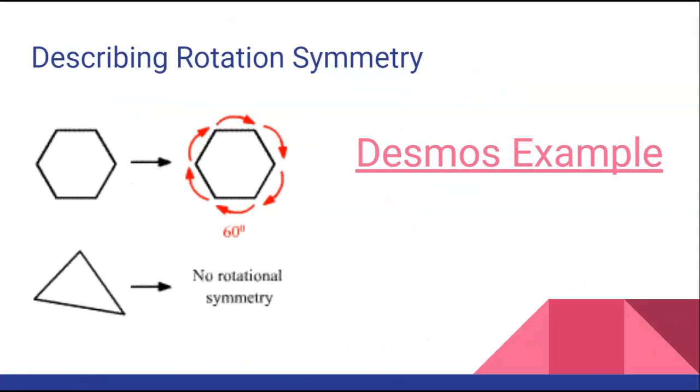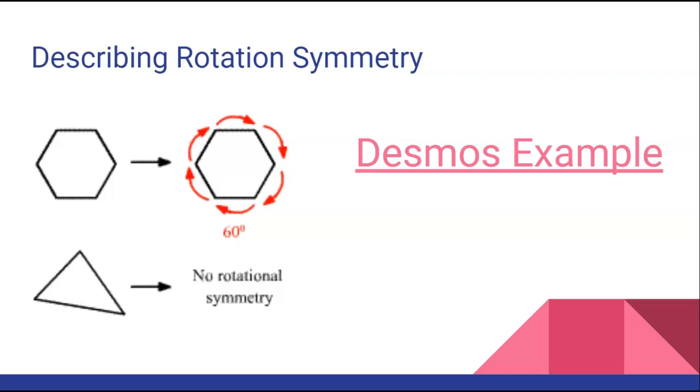So here are some examples. We have a regular hexagon at the top left, and you can see by those arrows that every 60-degree turn to the right, or if we were to reverse it to the left, counterclockwise, that hexagon would match up with itself again. And so that means it has 60-degree rotational symmetry. Every 60 degrees matches up with itself again.